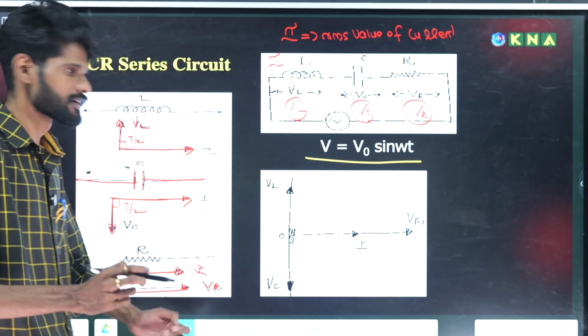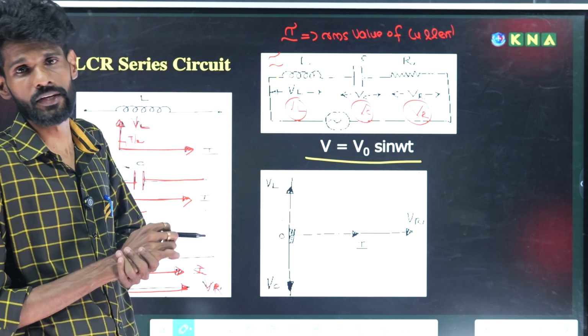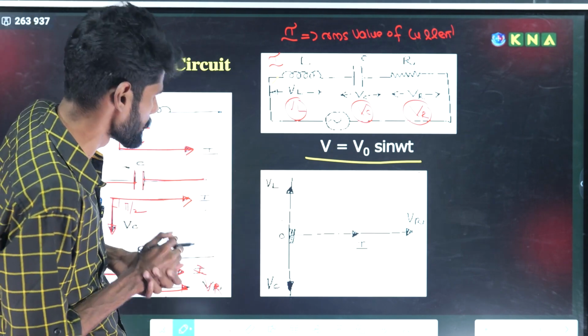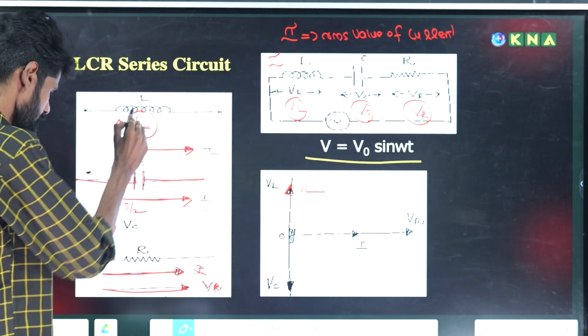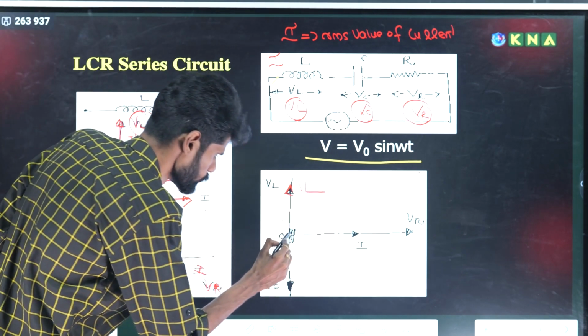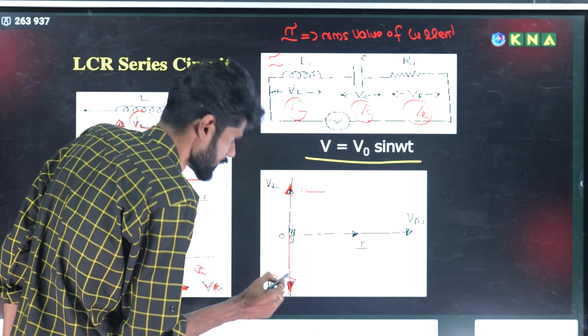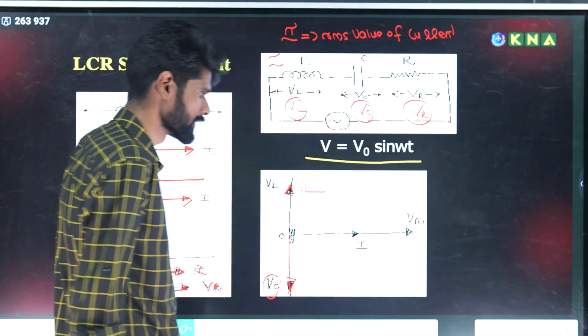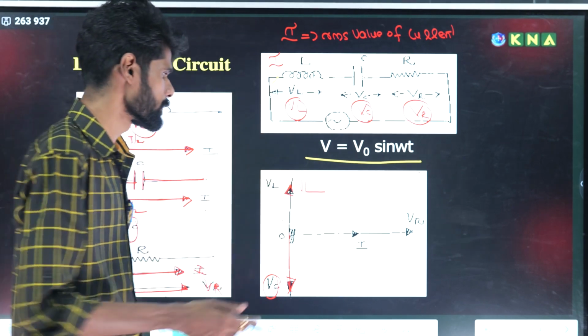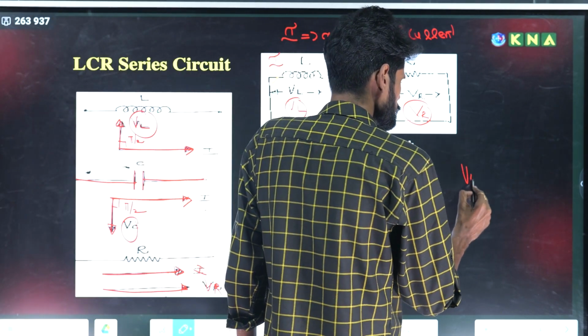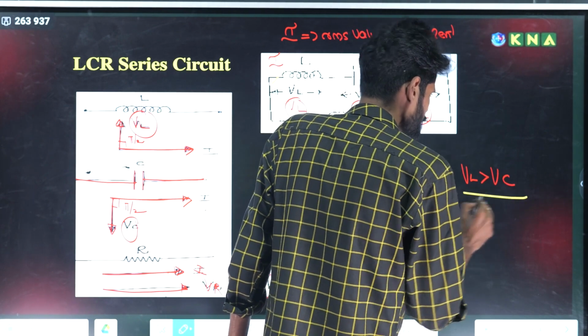Now combining all these vectors, phasors, here VL comes upward, and VC goes downward. Now this is VR and I. So here we can see that VL and VC are in opposite direction. So applying the law of vectors, we assume that suppose VL is greater than VC.